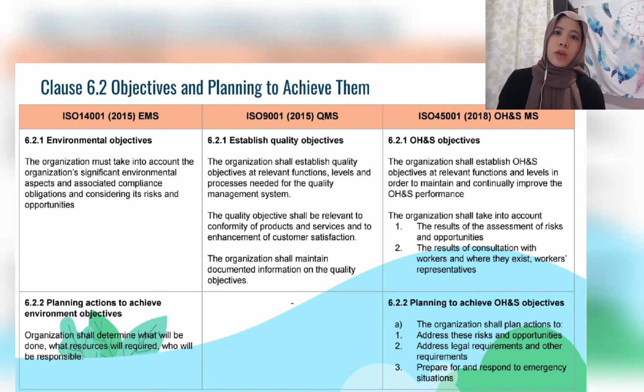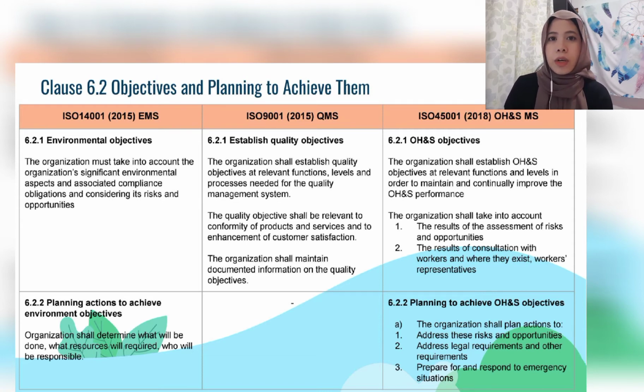For Clause 6.2, objectives and planning to achieve them. In ISO 14001, for the environmental objectives, the organization must take into account the organization's significant environmental aspects and associated compliance obligations, and consider its risks and opportunities. Next, planning actions to achieve environmental objectives. The organization shall determine what will be done, what resources will be required, and who will be responsible.